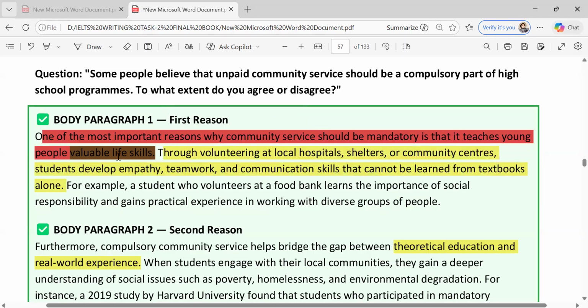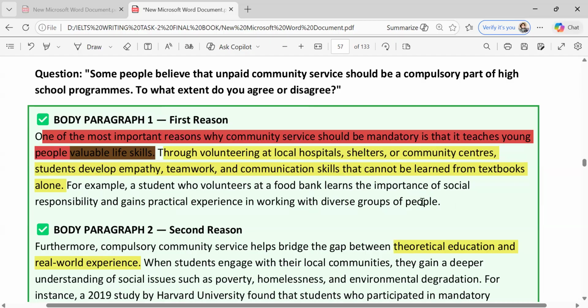My thesis statement, the first part. Can you see? This is the part, valuable skills. Then you may provide an example. For example, a student who volunteers at a food bank learns the importance of social... Okay, it's about blood bank. Okay, not food bank. At a blood bank, learns the importance of social responsibility and gains practical experience in working with diverse groups of people.